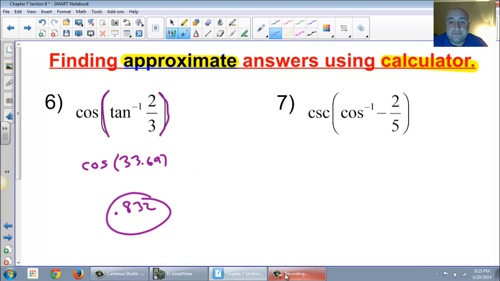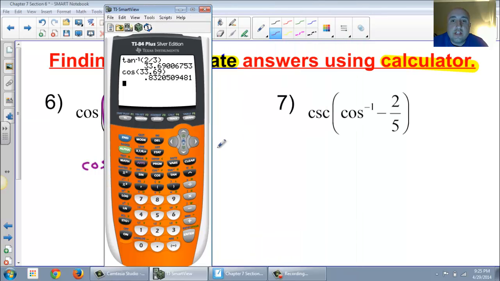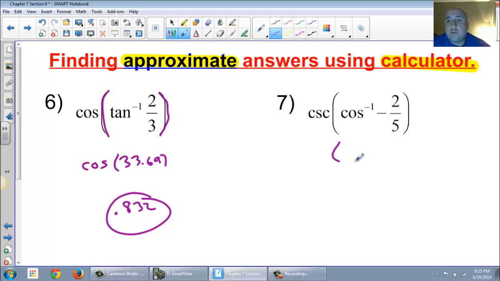Okay, let's do number 7. Go back to the calculator. Let me get rid of what's there. First, the parentheses say cos inverse of negative 2 divided by 5. Hit enter. So that's my inside, 113.58. So the parentheses are 113.58, and it wants the cosecant of that now.